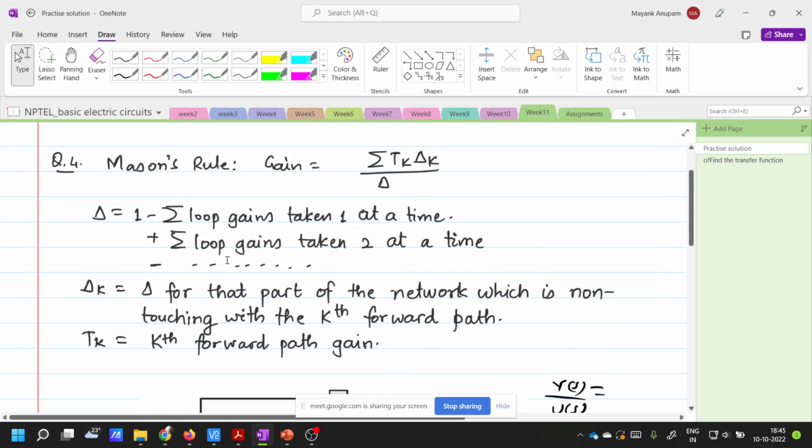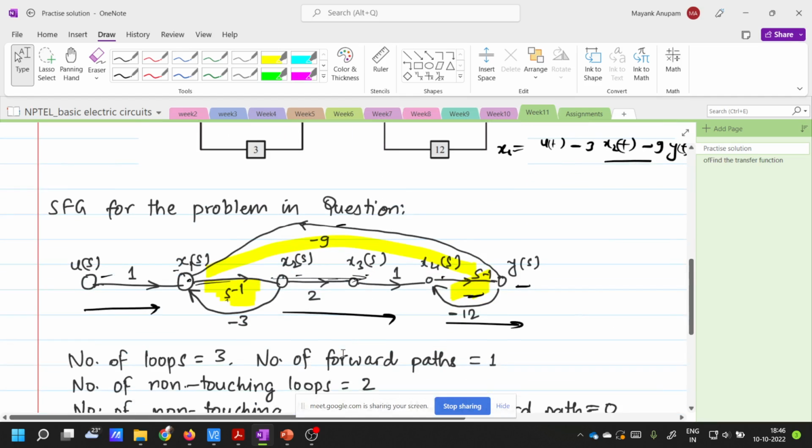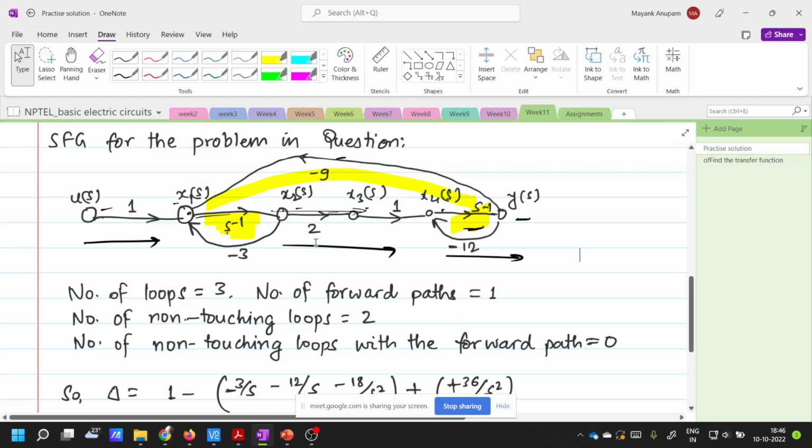What is delta k? Delta k is the delta for that part of the network which is non-touching with the kth forward path. Okay, and again then there is Tk. Tk is the kth forward path. Okay, this is what you have to do. So you see that everything that you want in Mason's rule is related to the loops, right?